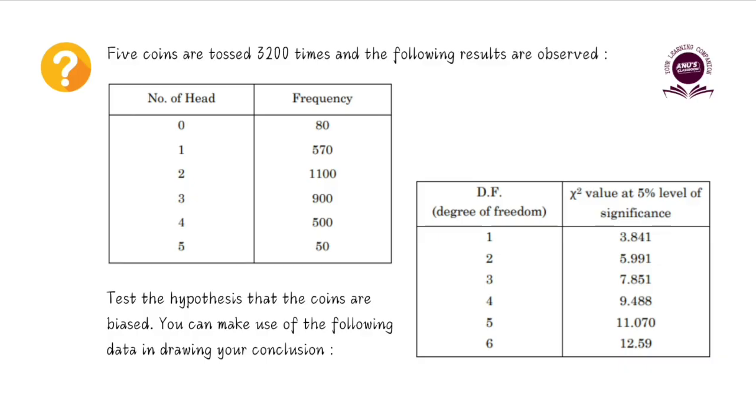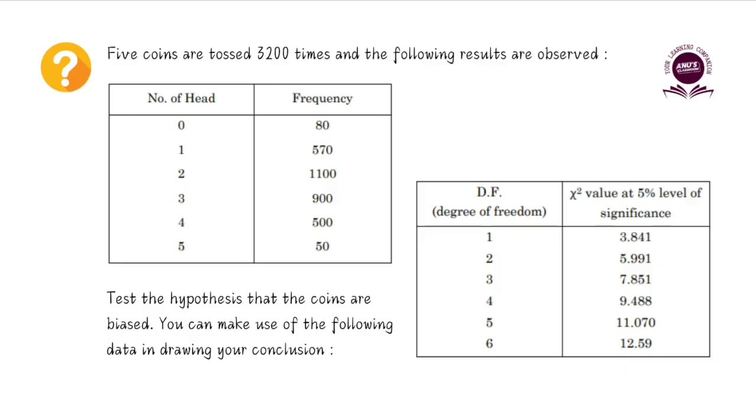570 times only one of them showed a head, but 1100 times 2 heads came up, 900 times 3 heads came up, 500 times 4 heads came up, 50 times all 5 coins fell on the head side. Now we are asked to make a conclusion whether the 5 coins are biased or not.